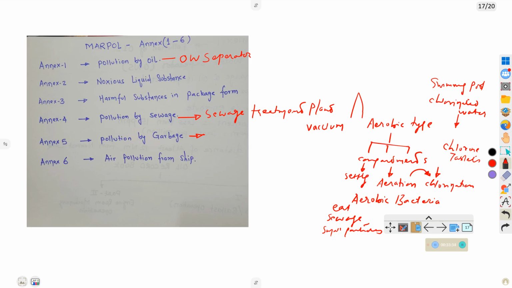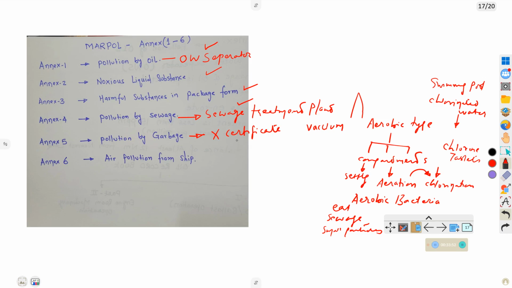And see, this is having a certificate, oily water certificate, liquid substance certificate. This is also having a certificate. This is the sewage treatment plant certificate. Whereas garbage, there is no certificate.